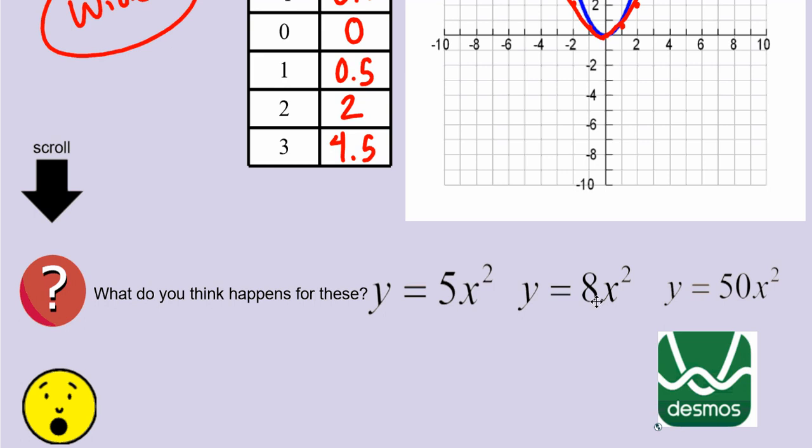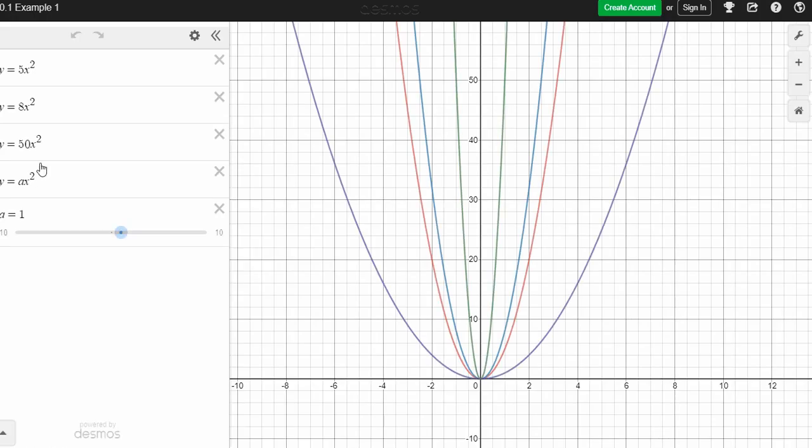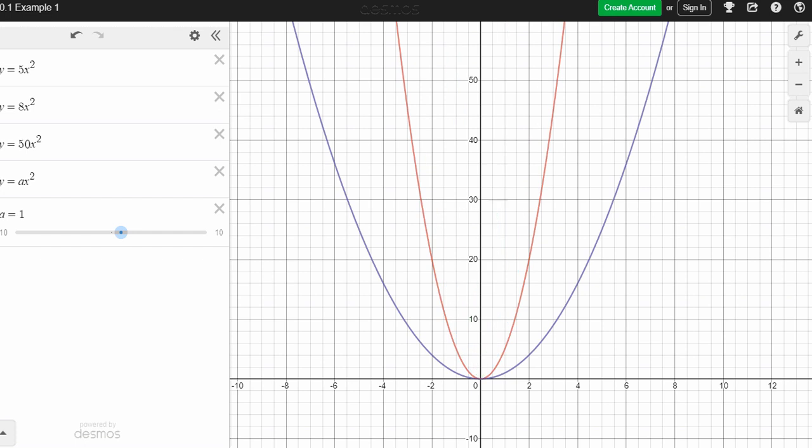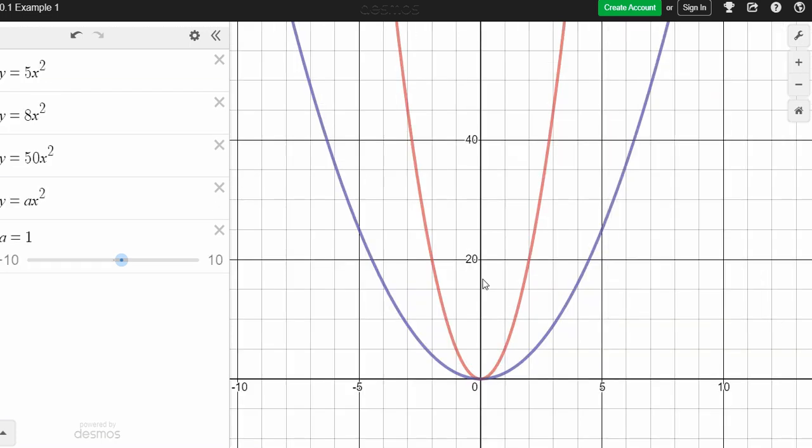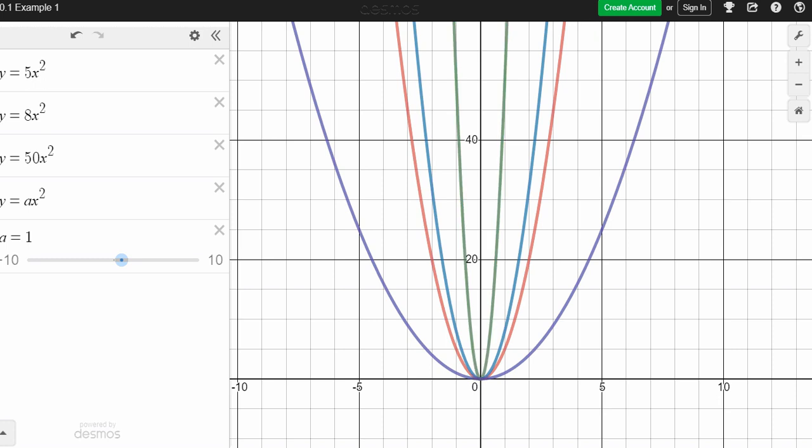What do you think would happen for the following? 5, 8, or 50? Well, I can play around with this in Desmos. So parent function right there in purple. If I make A be 5, steeper. What if A is 8? Even steeper. What if it's 50? Very steep. So as the number gets bigger, it affects the steepness.